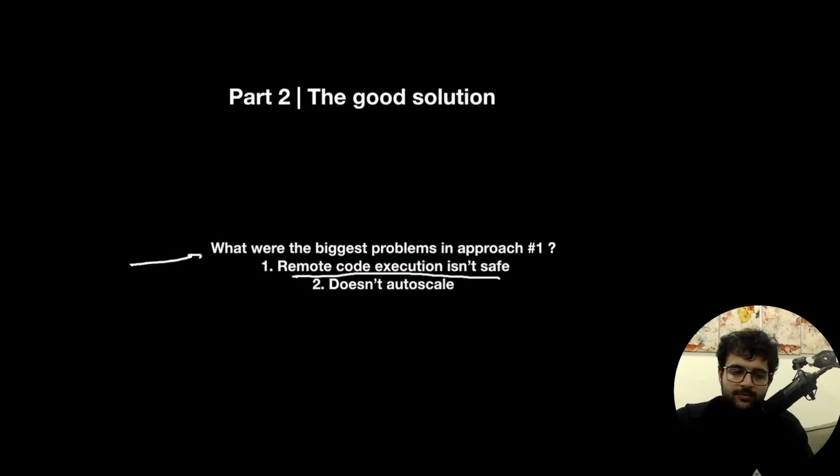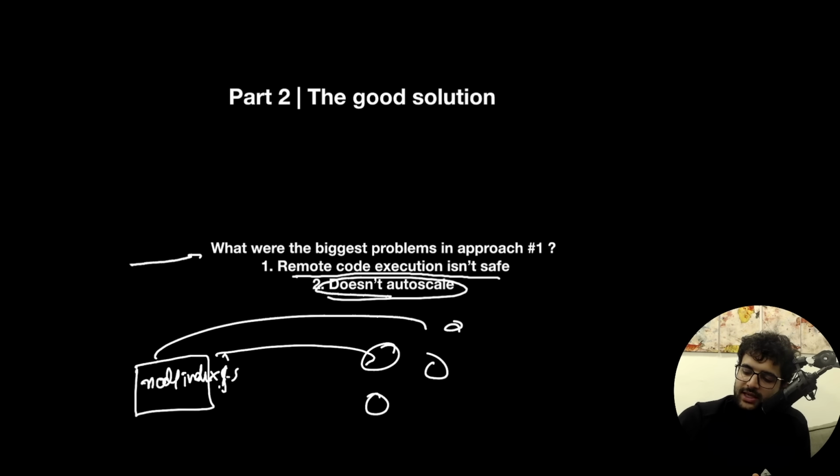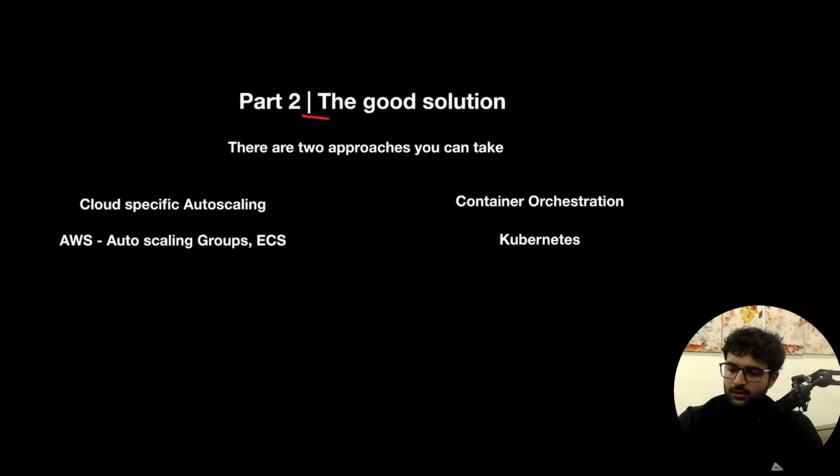And what's the second flaw? The second flaw is, it doesn't auto scale. Right now, we had a very big assumption: you have a single machine that is running this node index.js, and everyone in the world will connect to the same machine. As soon as more than 20 people connect, your machine doesn't have enough resources to be able to serve them. How can we fix this? What is an architecture that, number one, auto scales, and number two, makes remote code execution slightly safer? Let's get into it. The good solution.